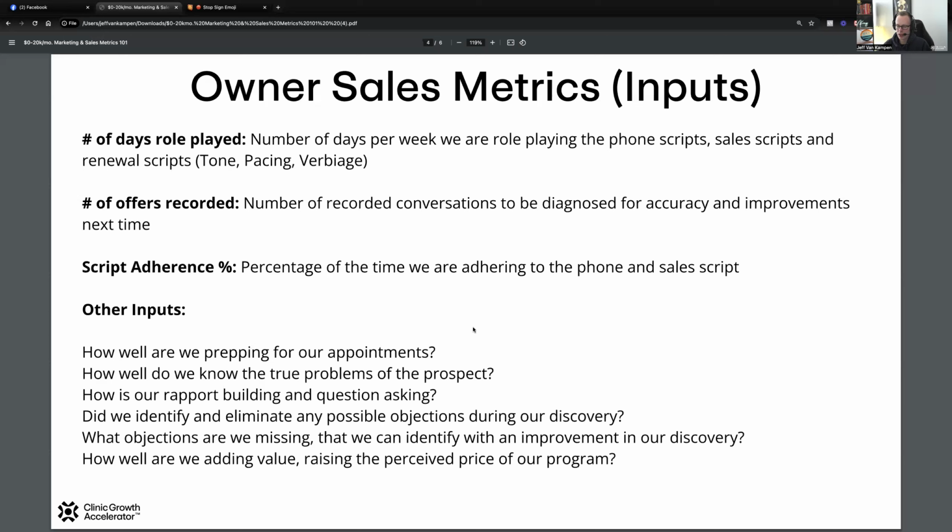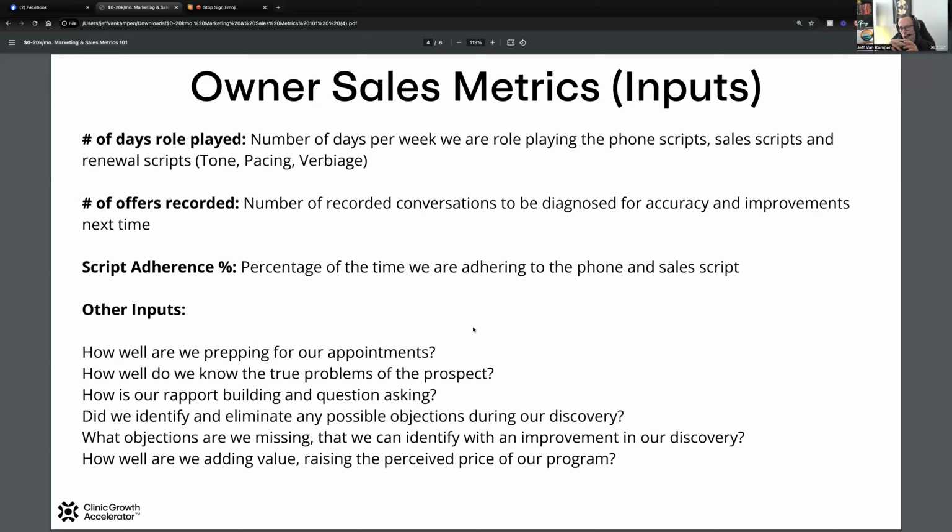Now we're going to transition a little bit into sales metrics. Sales and marketing both have inputs and outputs. What we want to do now is review some sales input metrics. Sales input metrics, I would say, are probably the most overlooked input metrics I see inside of practices, most notably cash practices as well. So there are some inputs as far as sales metrics.